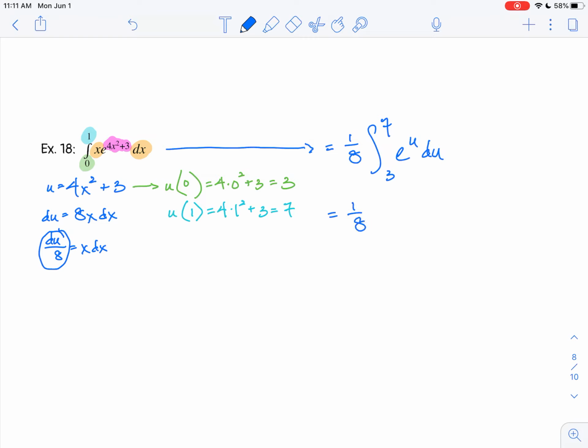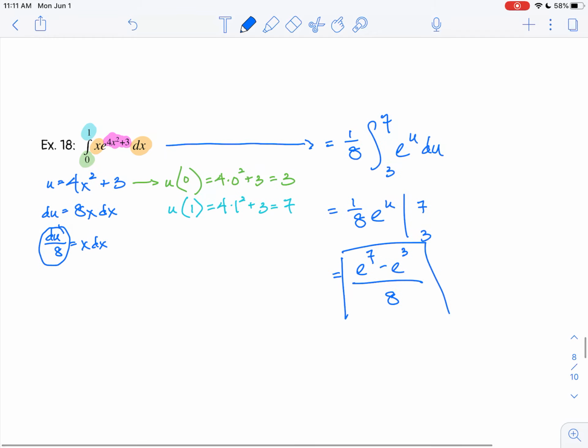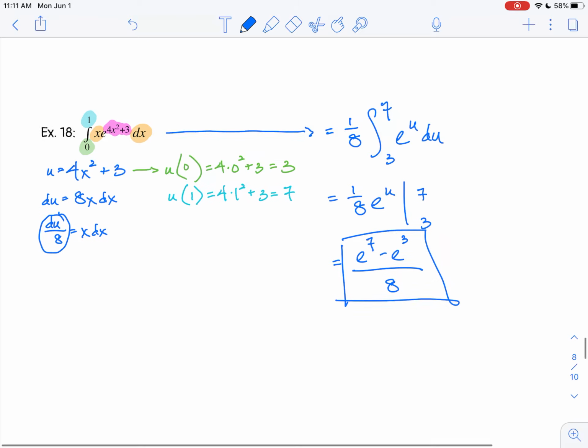So I've got 1/8 e to the u. I'm going to plug in 7, and I'm going to plug in 3. And so that'll give me a final answer of e to the 7th minus e to the 3rd over 8. And again, this is considered an exact answer, so we don't necessarily want to plug this into the calculator and get a decimal, because that's going to be way less exact, okay?